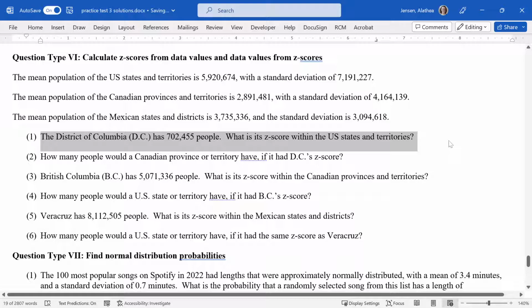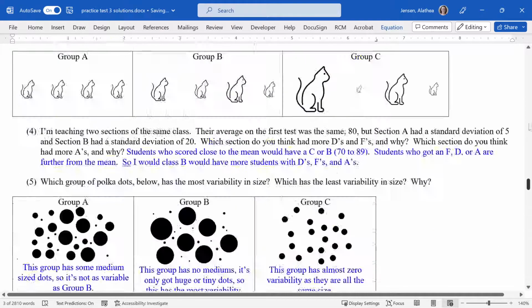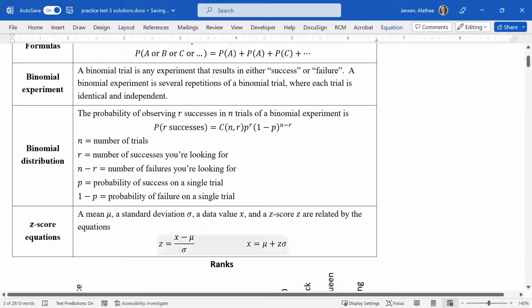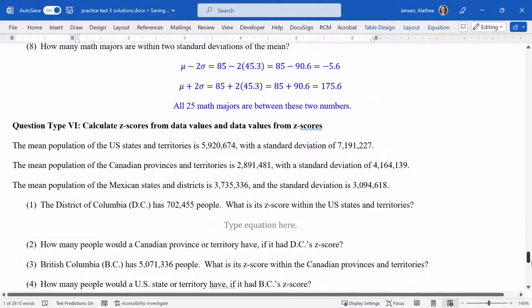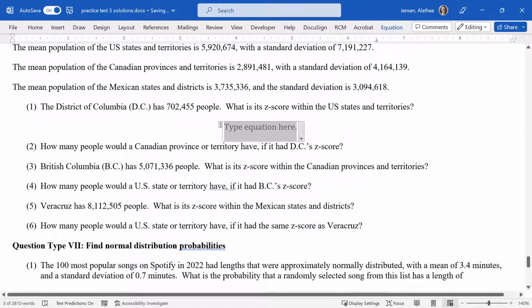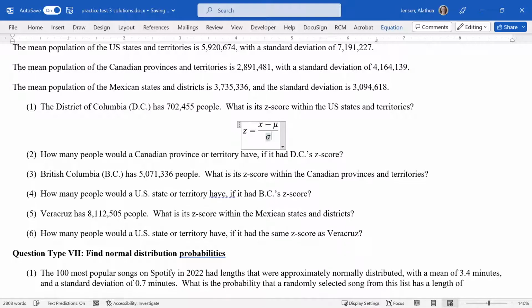Okay, so number 1, District of Columbia, DC, that's in the US, has 702,455 people. What is its z-score within the US states and territories? So if it asks what is the z-score, then you're going to use the z-score formula. It's up here at the top. Both versions of the formula are up here at the top. So when you want the z-score, you use the one that starts with z equals x minus mu over sigma.